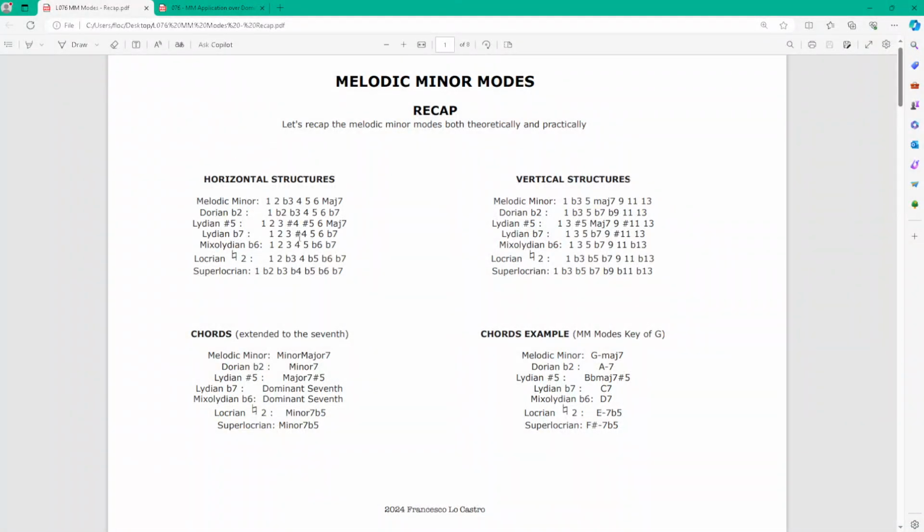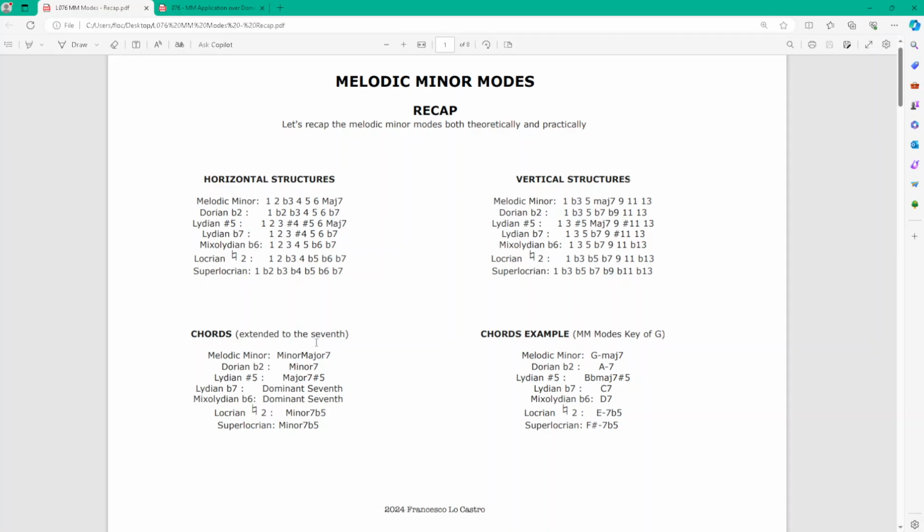So first of all, let's have a look at the PDFs that come with the lesson, which are 2. And the first one is literally the recap. So what you have here is just a few tables. Here is the recap of all the 7 modes and the intervals for each of those modes. And here is the vertical structure that, as you should know by now, is just the arpeggios. So it's a different spelling of the same thing.